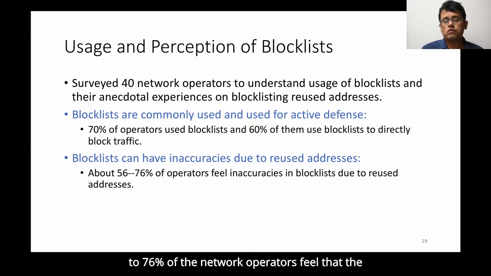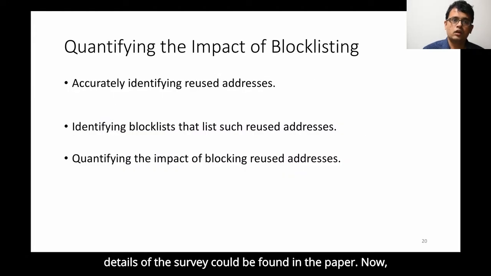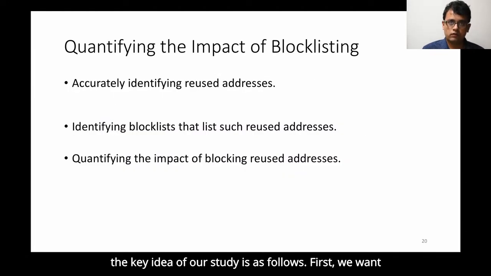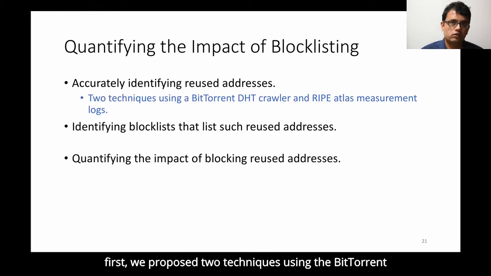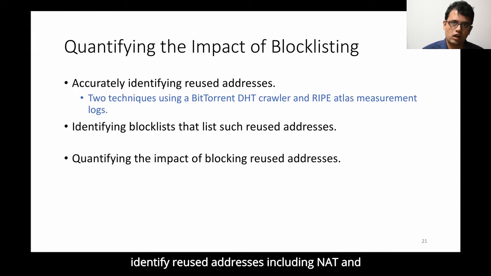We find that about 56 to 76% of the network operators feel that the inaccuracies in blocklists could be due to address reuse because of NATing or dynamic addressing. More details of the survey can be found in the paper. Now, the key idea of our study is as follows. First, we want to accurately identify reused addresses. Then, we want to check the presence of reused addresses in blocklists. And finally, we want to quantify the impact of blocking these reused IP addresses in blocklists. At first, we proposed two techniques using the BitTorrent DHT crawler and also the RIPE Atlas measurement logs to identify reused addresses, including NAT and dynamic addresses.